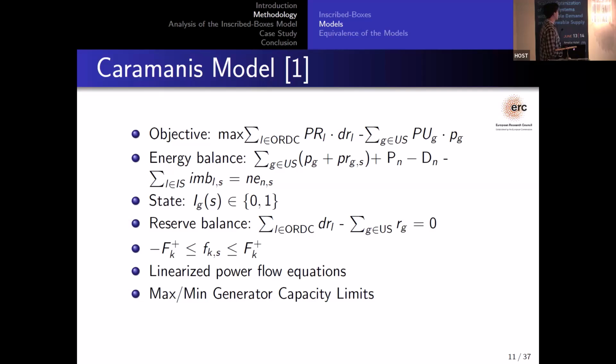And then we have the line constraints, which constrain the flow of energy in our model. The variable f is defined for every line and for every scenario, so it accounts also for reserve flows. And the rest of the model are some linearized power flow equations and the maximum generator capacity limits.